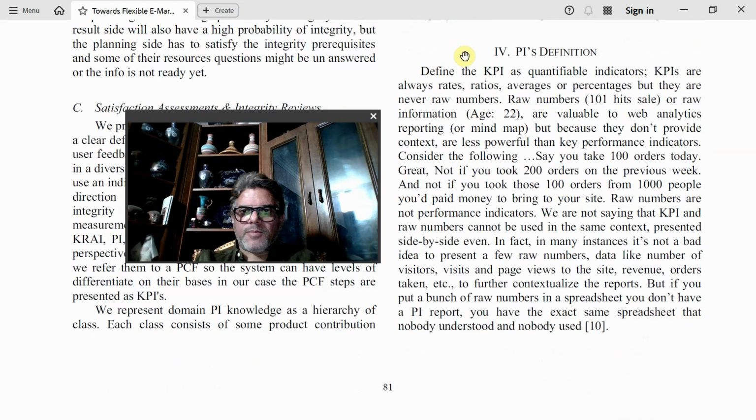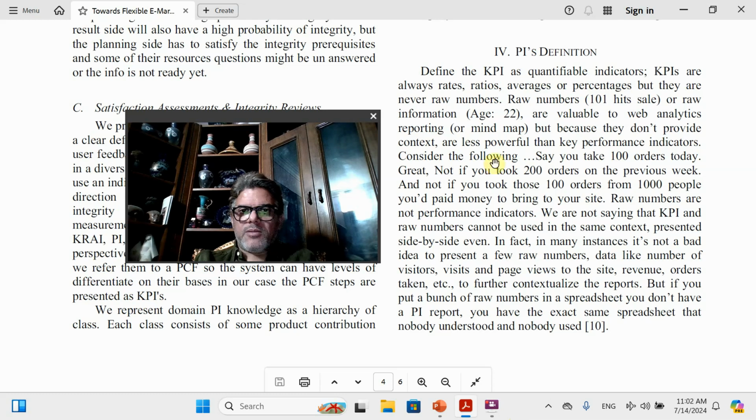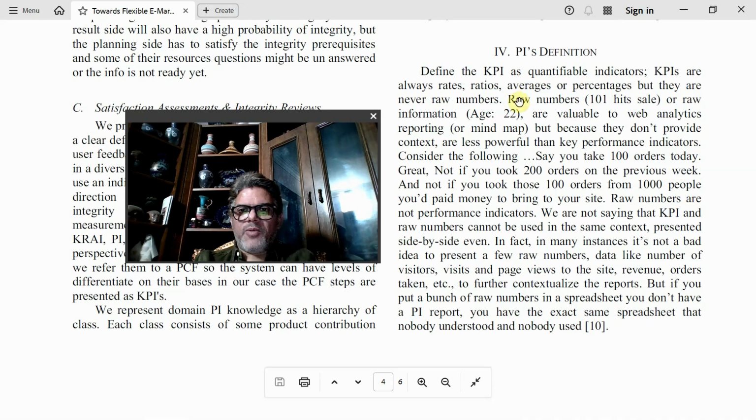Performance indicators definition. Define the key performance indicators as quantifiable indicators. Key performance indicators are always rates, ratios, averages, and percentages. But they are never raw numbers.